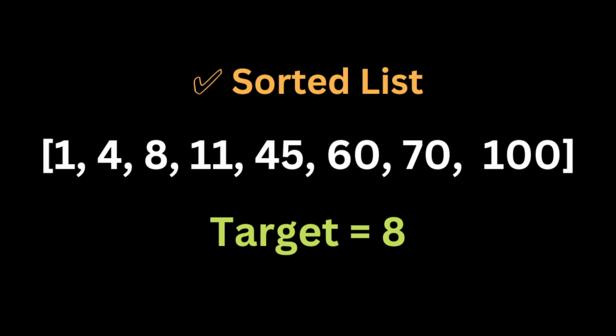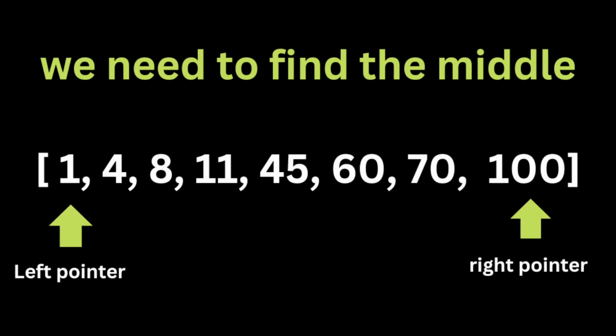So we have an array or list and we have a target number, and we want to find the target inside the list using the binary search algorithm. So how does it work? The first thing we're going to do is determine the number in the middle of the array. Then based on this number, we will continue looking for the target in either the left half or the right half of the list or the array.